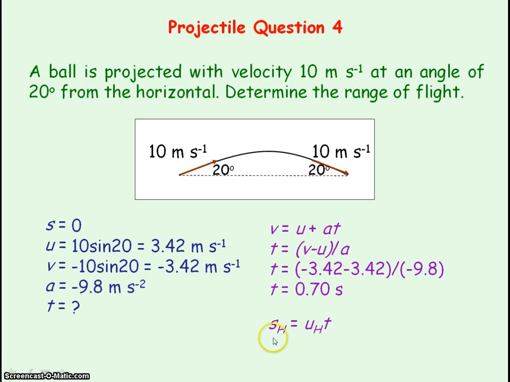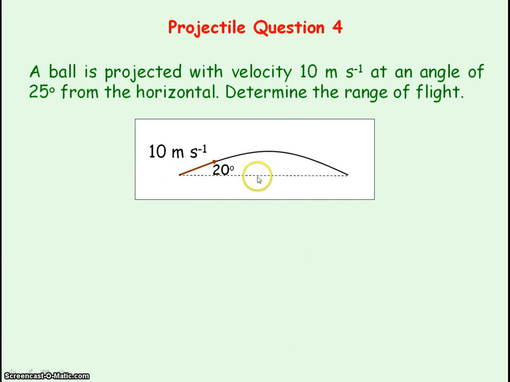And so now we can use the equation of constant velocity for horizontal motion to determine the horizontal displacement. To determine the horizontal velocity, we will resolve this component in the horizontal direction, which will give us 10 cos 20. And if we multiply that by the time of flight, we get the horizontal displacement, that is the range of flight, equal to 6.6 meters.